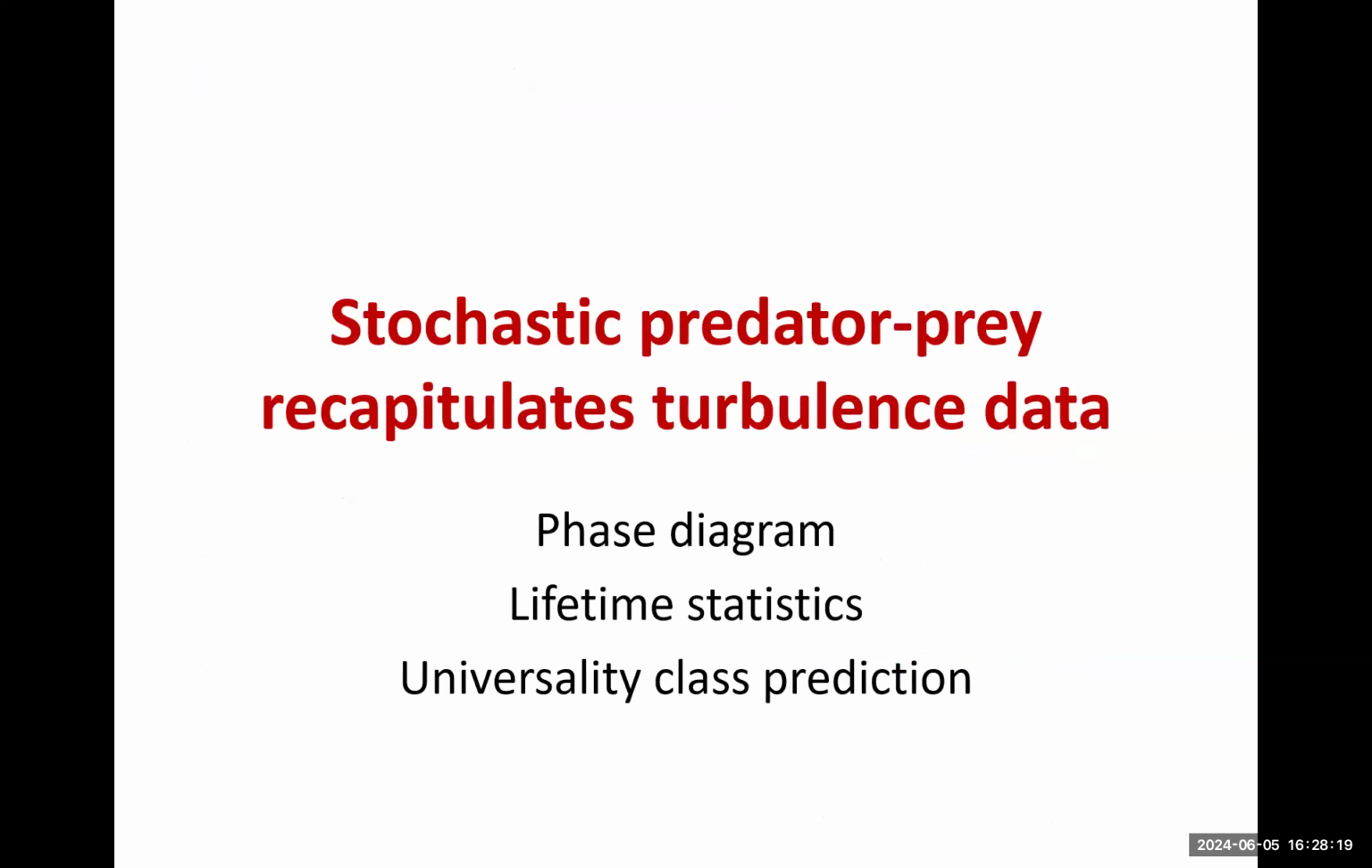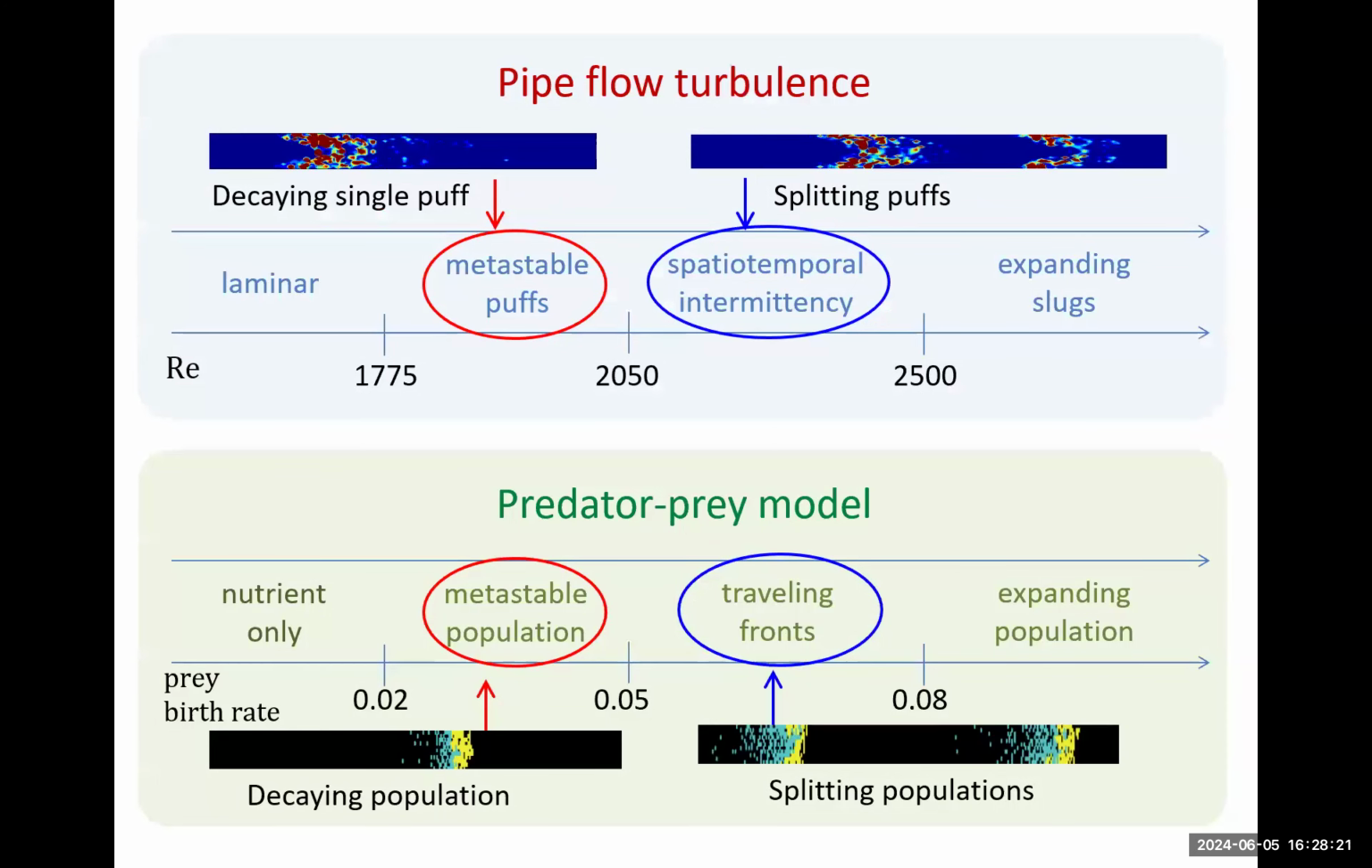Okay, so now I'm going to simulate that predator-prey model. This is the data on pipe flow turbulence. This over here is the phase diagram of a predator-prey ecosystem in a pipe. Okay, in this case, a two-dimensional pipe. The analog of the Reynolds number is the prey birth rate. Think about it like this.